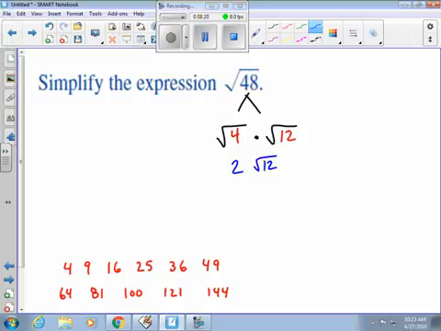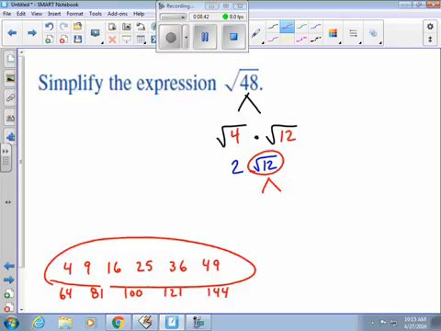Remember those 3 questions I told you to ask yourself at the beginning to determine if it's simplified or not? Are there any perfect factors? Is there a fraction under the radical? Is there a radical at the bottom? Right now, there is a perfect factor inside of 12. What is it? Which one of these numbers multiplies by something to give you 12? 6 and 2 are factors of 12, but neither one of them is a perfect factor.